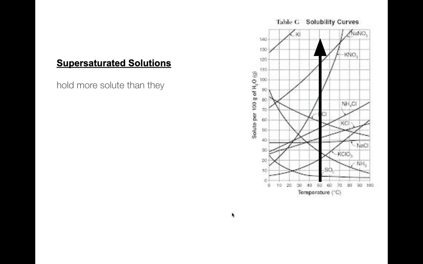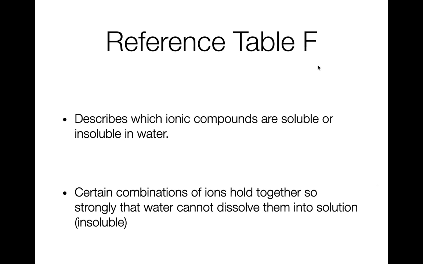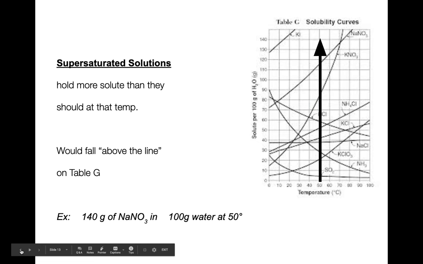Supersaturated solutions hold more than they normally could at a certain temperature and fall above the line. So for example, 50 degrees, NaNO3, let me go back a sec. Okay. It normally holds 116, but if you add 140, you're above the line. You made a supersaturated solution.